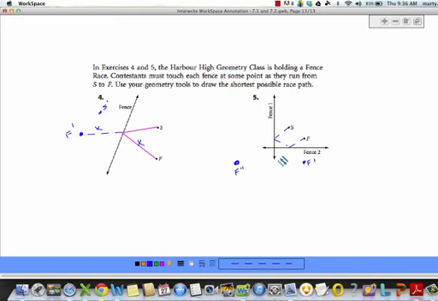Biggest thing is transformations, which have translations, which is sliding, reflections, which is mirror image, and rotations around a point. And now you should be able to work on your chapter 7 day 2 and get that done.